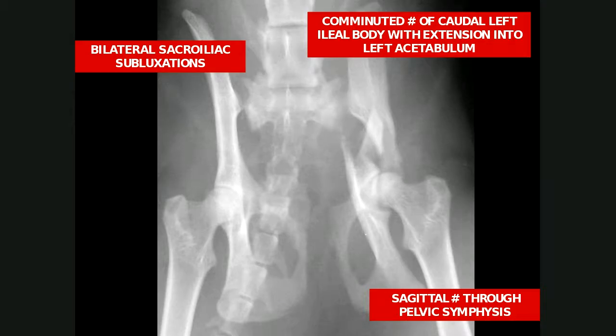Okay, in this case, there's bilateral sacroiliac subluxations. You can see the step formation bilaterally. There's a comminuted fracture of the left caudal ileal body with extension into the left acetabulum with a large fragment in between. You can see there is part of the acetabulum remaining over there. So it's important to try to identify joint involvement. There's also a sagittal fracture through the pelvic symphysis.